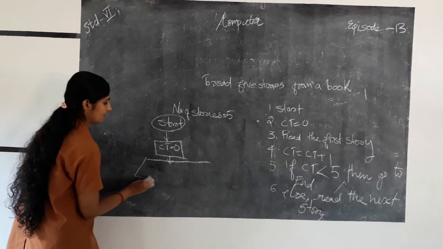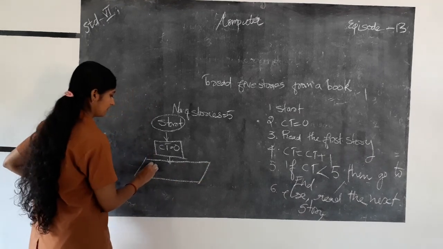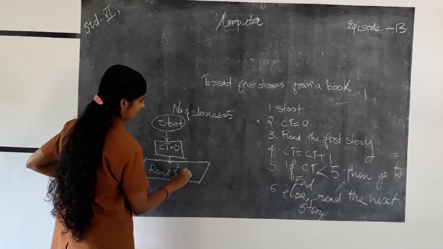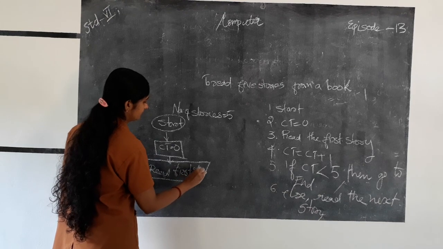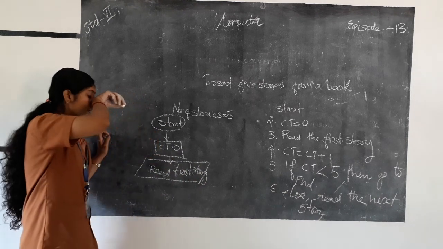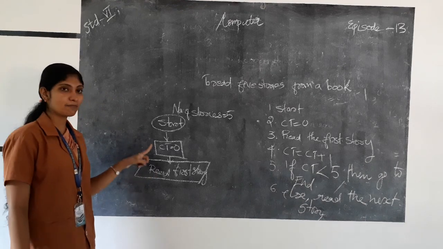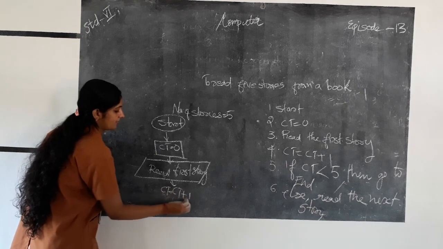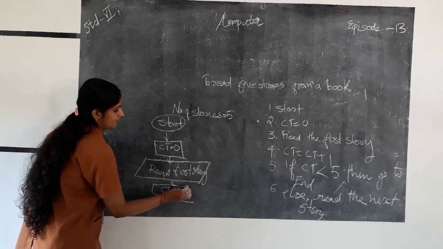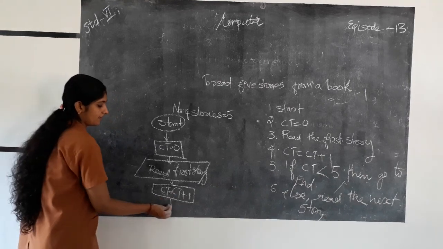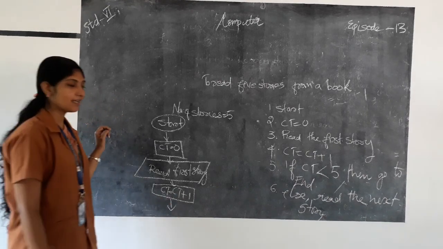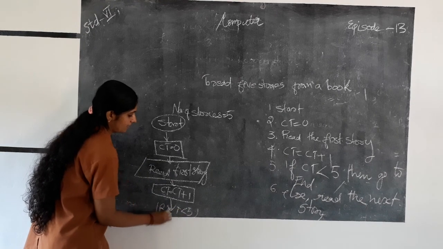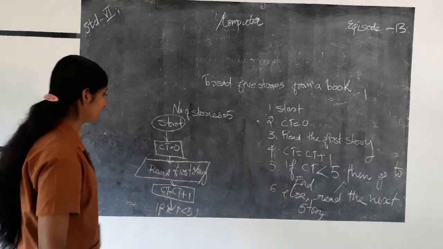So here, read first story. The next step is incrementing by 1. So CT is equal to CT plus 1. So this is also a processing step. Then after reading the first story, we have to check the condition. So if CT is less than 5, then it should be in a decision box.